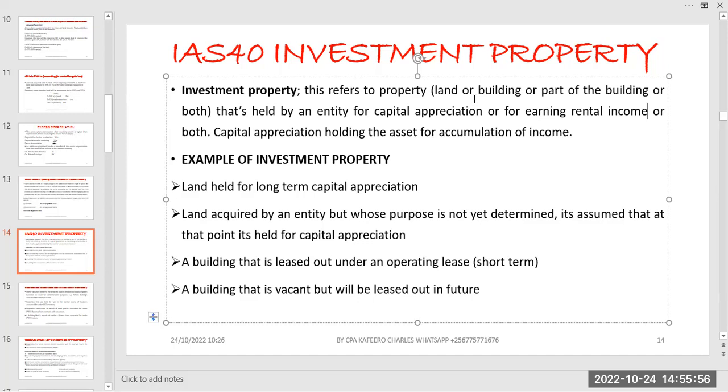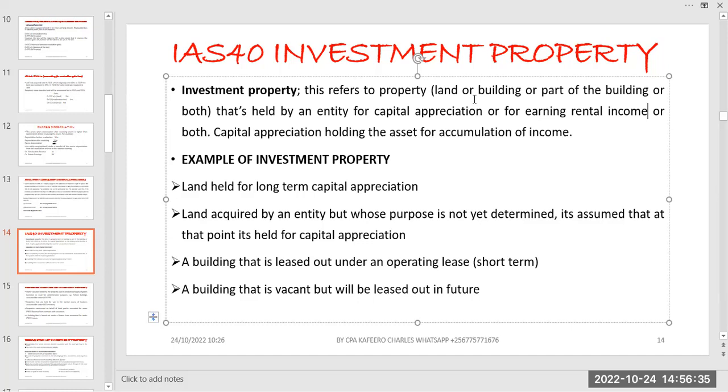That is IFRS 16. So the next one we can talk about is the building that is vacant but will be leased out in the future. You have constructed a house, you have not done anything, but it's still there. But its main intention is to lease it out to earn rental income, either to earn rental income or to do other things. Those are some of the examples of the assets we can call investment in nature.